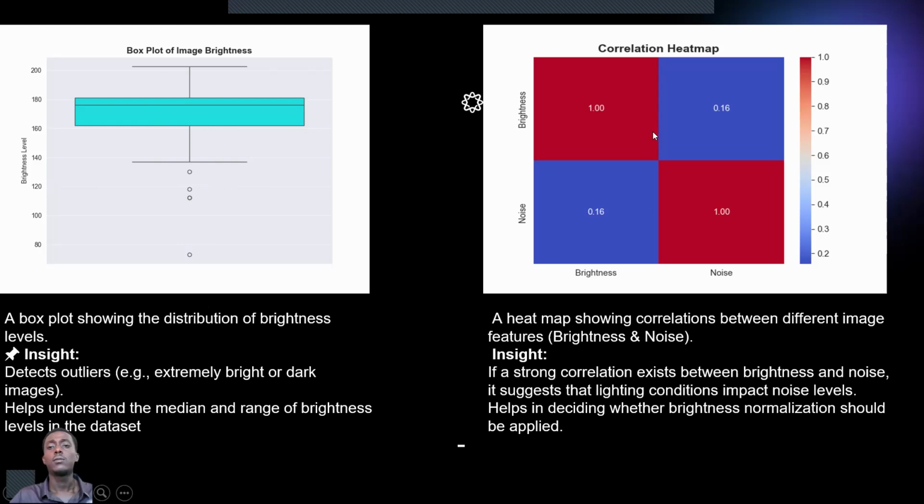Then also a correlation heat map for brightness and noise, just to ascertain if there is a correlation that exists. If a strong correlation exists, it simply means that lighting conditions impact noise levels, and this will help decide whether brightness normalization should be applied.